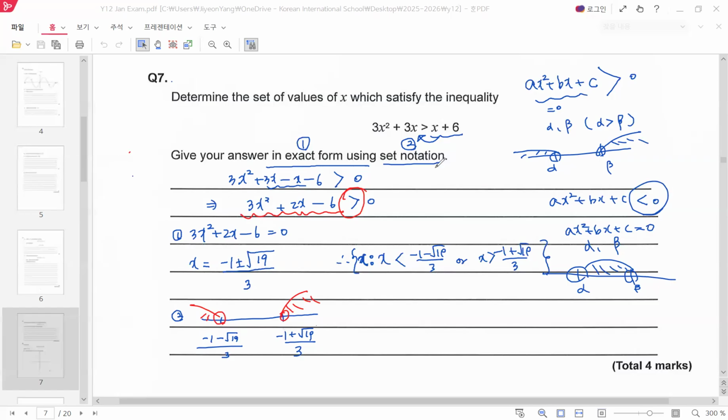I noticed that so many of you forgot this quadratic inequality. Okay, please bring back your memory and try to remember it. Let's move to the next question.